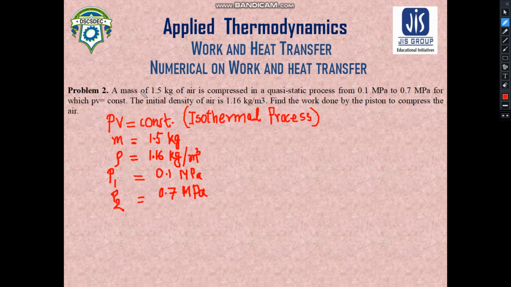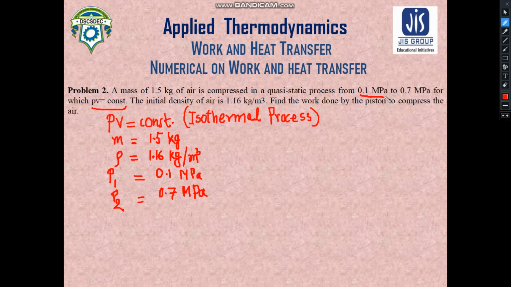A mass of 1.5 kg of air is compressed in a quasi-static process from 0.1 megapascal to 0.7 megapascal, for which PV is equal to constant. This is the information which is primarily given to you. The mass of the compressed air is given as 1.5 kg, so you can easily understand m equal to 1.5 kg. It is compressed in a quasi-static process from 0.1 megapascal to 0.7 megapascal.